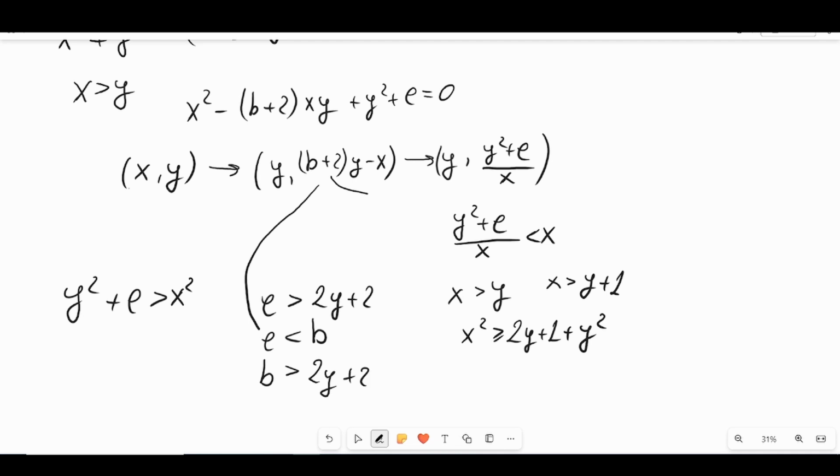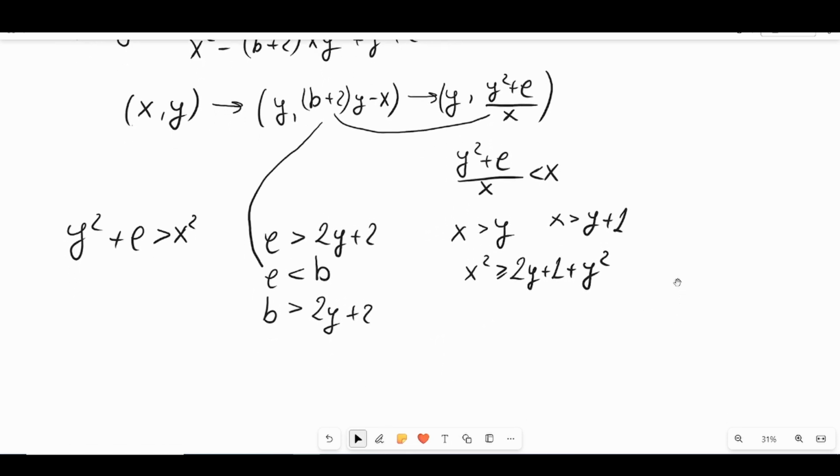And now, by using the fact that these two numbers must be equal to each other, if we write 2y plus 2 instead of b, we will decrease the first equation. So the second one must be more than the first one. Instead of y, we can write y minus 1 plus 1. We will see why it's useful at the end of the solution.